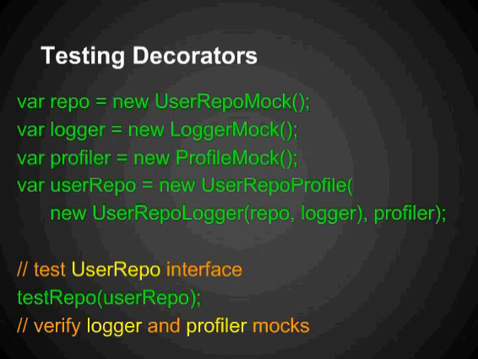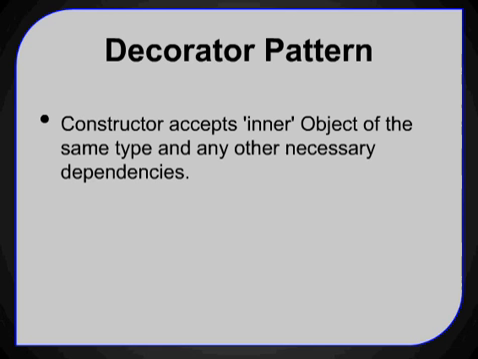Another way to test your decorators, if you want to create the full object, is you just mock out all the pieces you want to mock out, and then you call that test repo method that we saw earlier, and then you just go ahead and verify all your mocks were called like you thought they were. Very easy here. I'm just reusing the test code I already wrote to test this stuff.